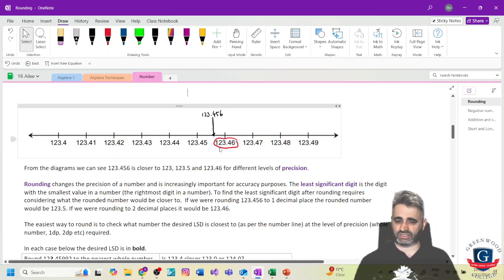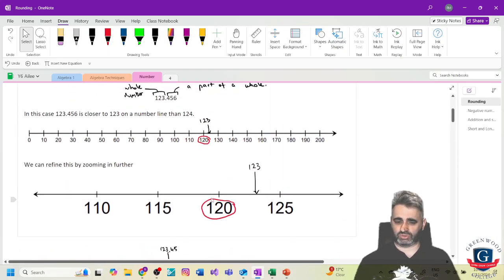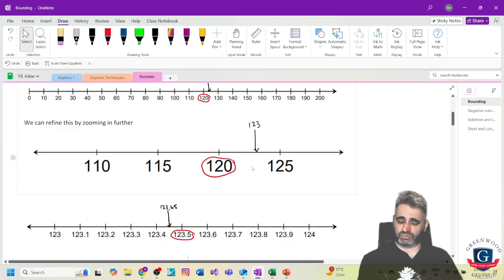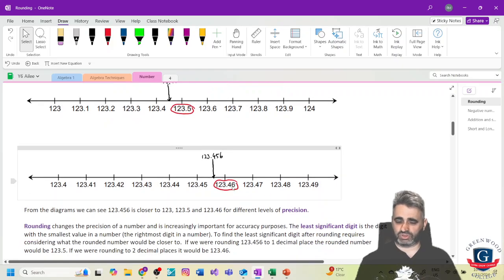Now, in each case, we're looking for a different level of precision. In this case, we're looking to the nearest whole number. In this case, we're looking to the nearest 10. In this case, we're looking to the nearest 5, and they're both whole numbers. In this case, we're looking to 1 decimal place. In this case, we're looking to 2 decimal places.